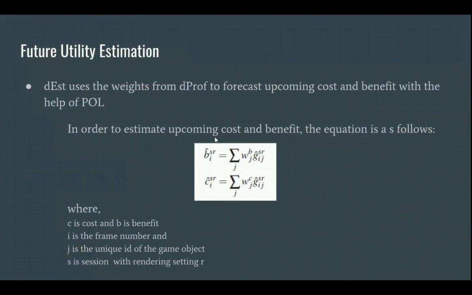The next thing we are going to be discussing is the future utility estimation. So basically, DEST uses the weights from DPROC to forecast the upcoming costs and benefits. So DEST uses POL list, which are nothing but objects that are likely to be visible in a short amount of time. So basically, we calculate the costs and benefits, which are C prime and B prime values, shown in this equation in this slide. Where I is the frame number, J is the unique ID of the game object, and S is the current session value with the rendering setting R.